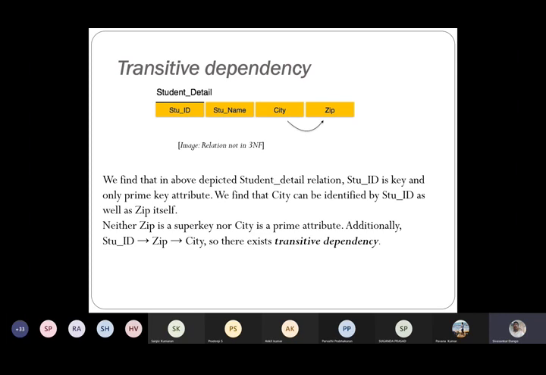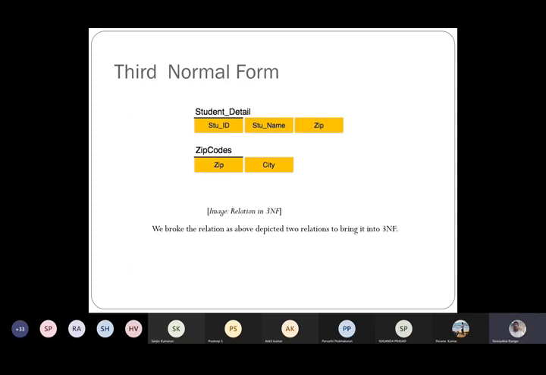So you are going to decompose this relation into two fragments: student details with the attributes student ID, student name, and zip code, and a zip code relation with the attributes zip code and city. Now we say that these two relations meet the requirements of 3NF, third normal form. There exists no transitive dependency between the attributes in a relation, right?